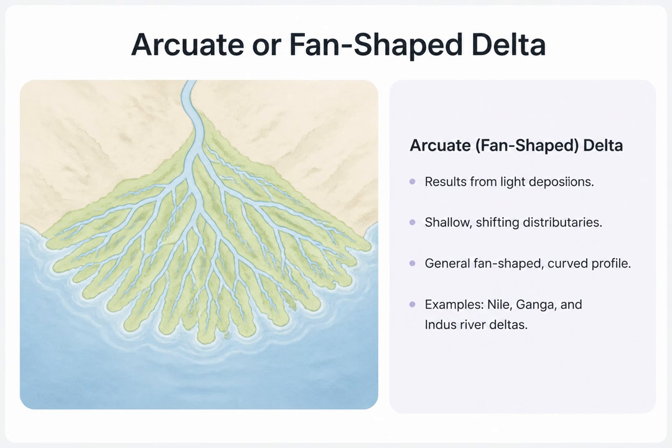This constant shifting distributes the sediment evenly, creating a smooth, curved, fan-like coastline. The deltas of the Nile, Ganga, and Indus rivers are perfect examples of this arcuate shape.